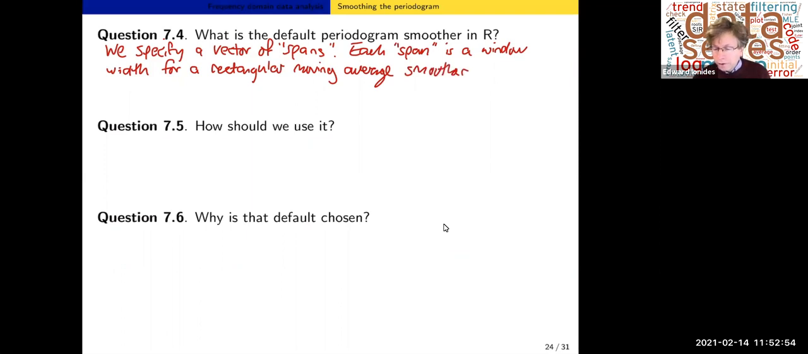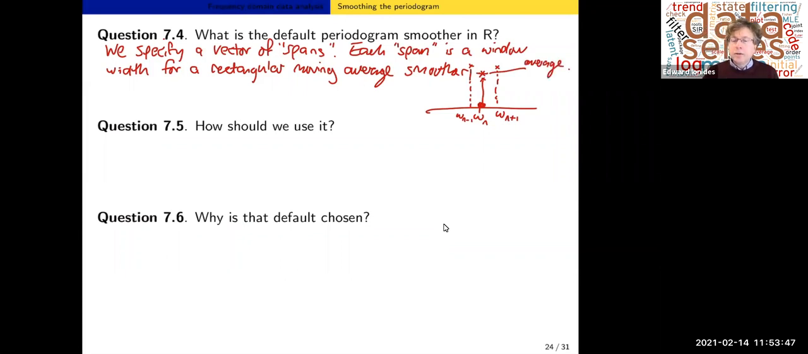right? So at each frequency omega, if this is a Fourier frequency and the span is 3, then if this is omega n, you have omega n plus 1 and omega n minus 1, and you have some periodogram values at these frequencies, and then you estimate the spectral density at frequency omega n by, in this case, just an average of those 3 values.